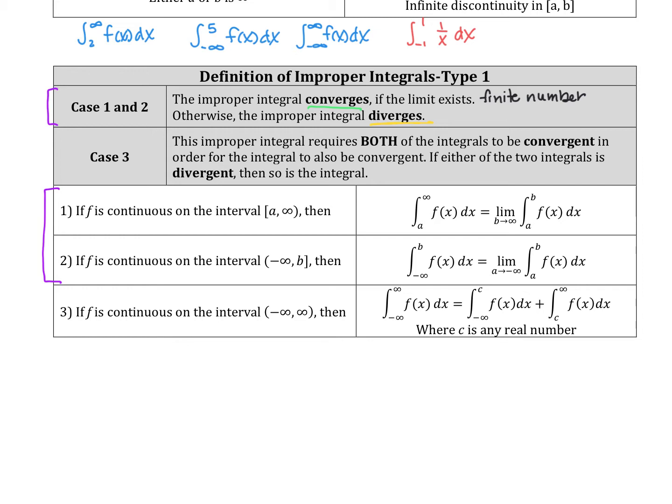Now, that's the idea behind improper integrals. But to be honest, looking at these words doesn't really make it super helpful to see how to solve this. So let's go through some examples, and hopefully that will help.